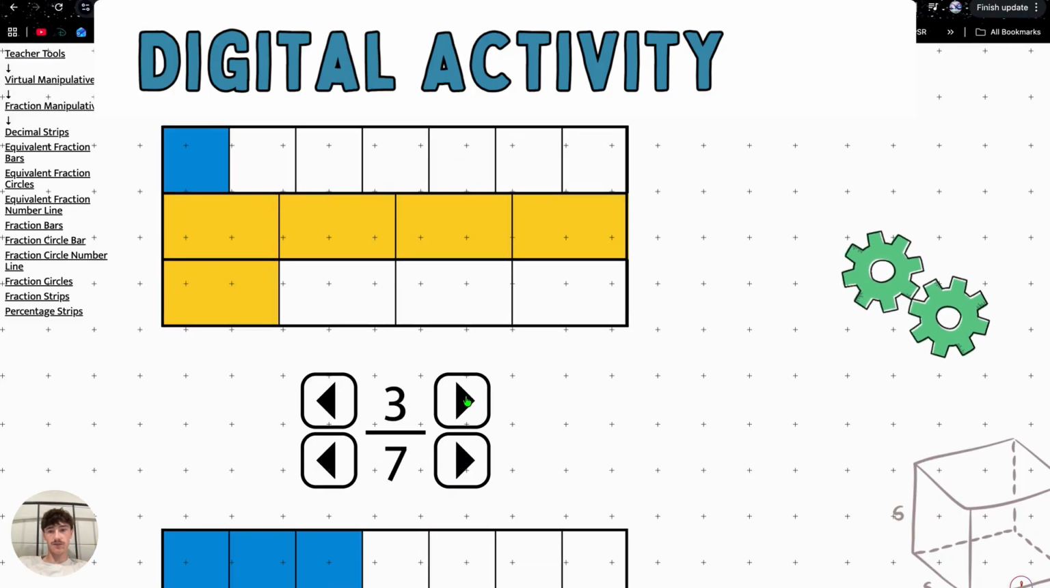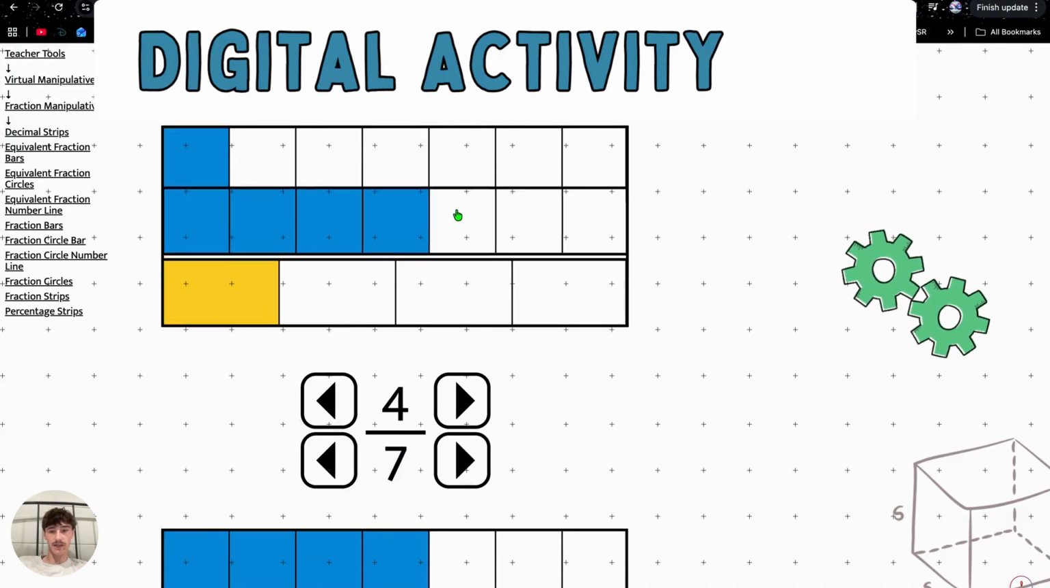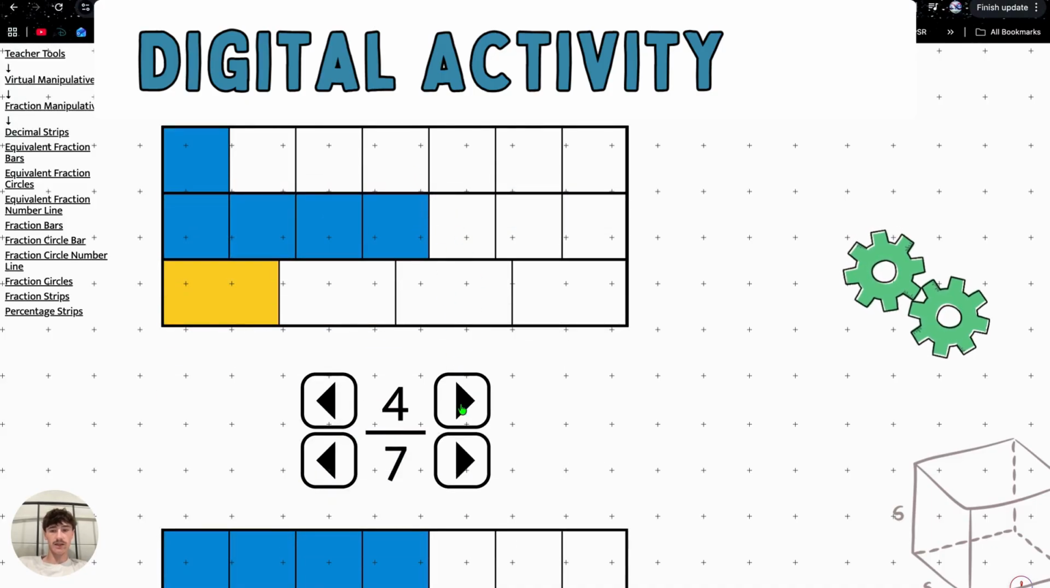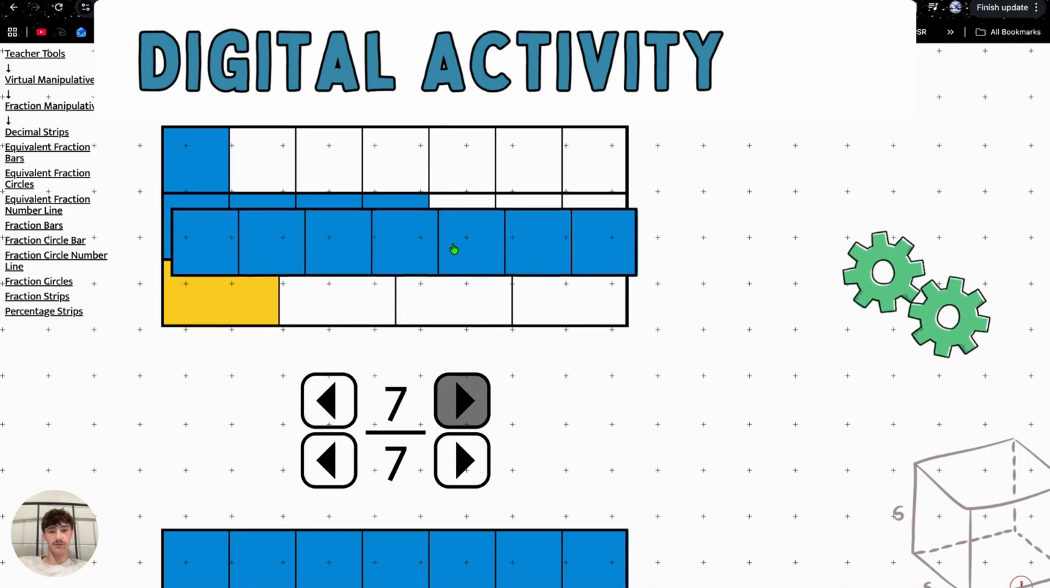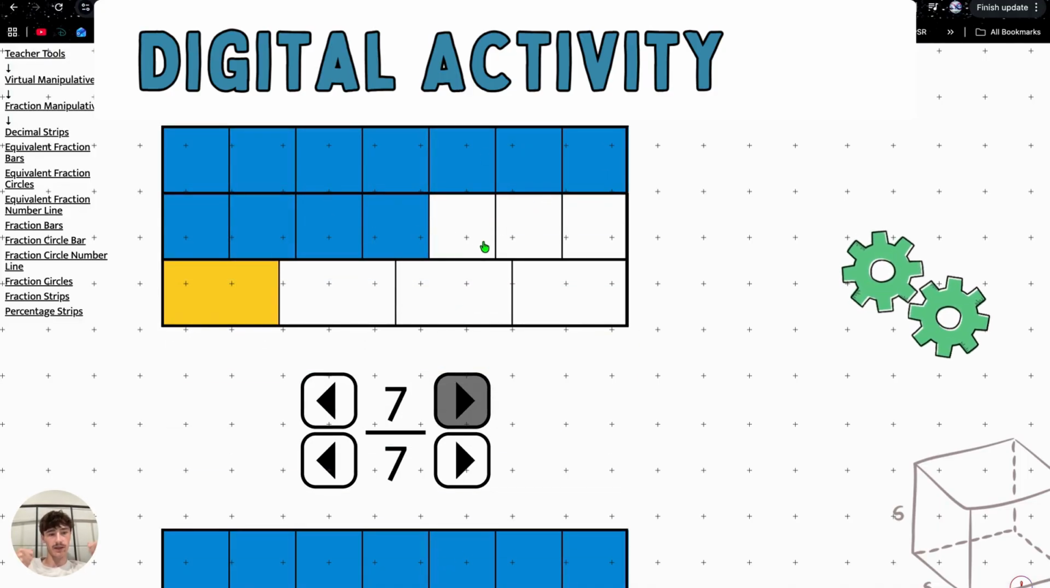This digital resource is very interactive and allows them to physically break down each question, and it can lead to more engagement because they'll feel more confident and won't have to worry about the anxiety.